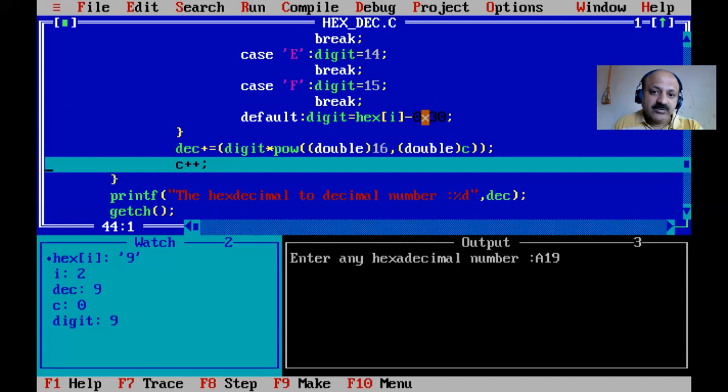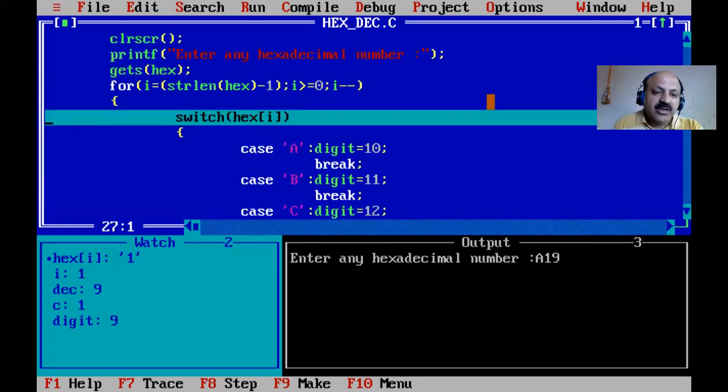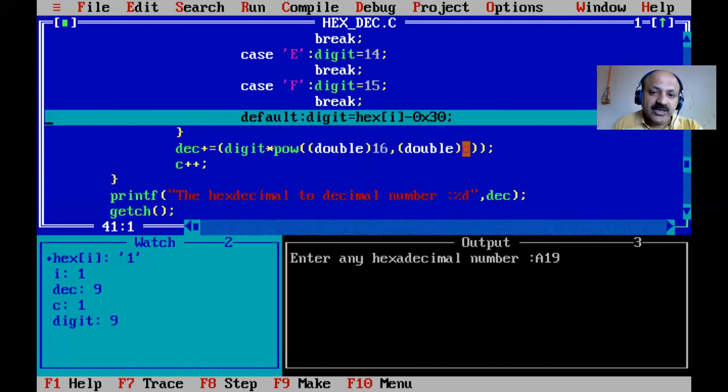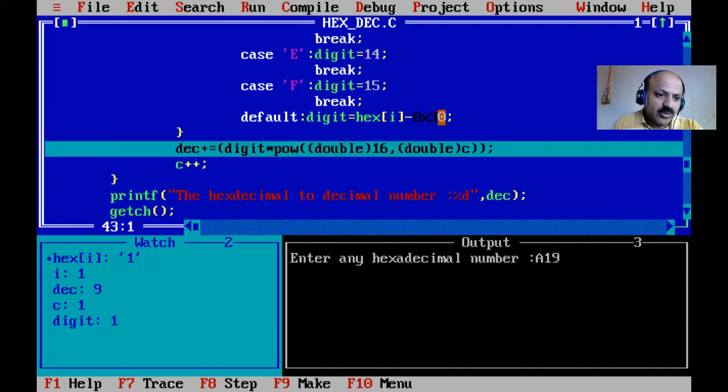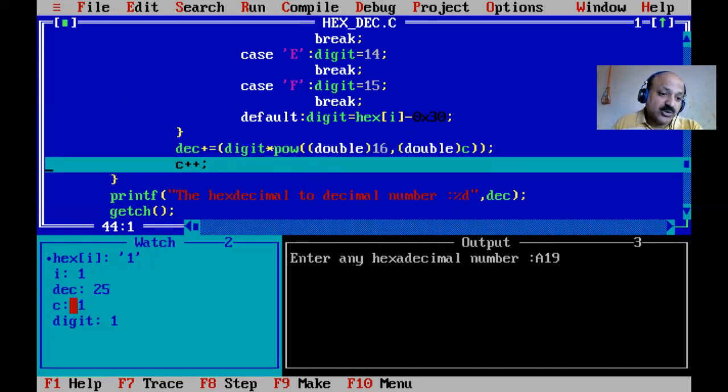So that is the logic we have to take in this. And now again I minus minus. Yes, so I is 1, and our digit is also 1. So that also goes to the default case. Yes, so here again we subtract the code, for hexadecimal. You can look here the digit is assigned 1, then 16 to the power 1, multiplied by digit 1. So that is 16 plus 9, so that is 25. Yes, that is our answer.